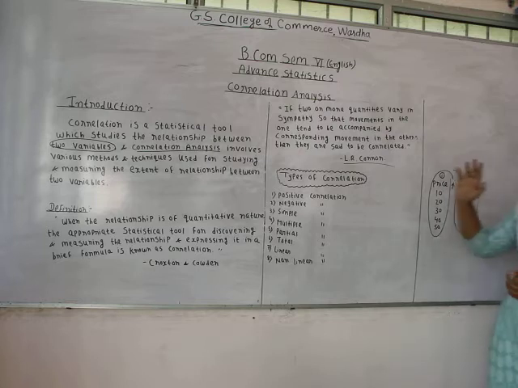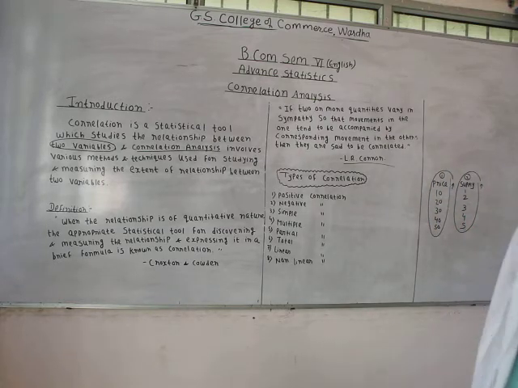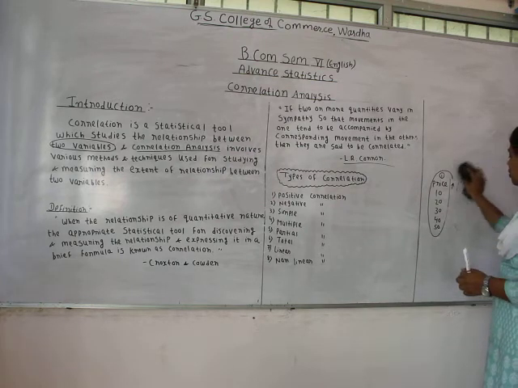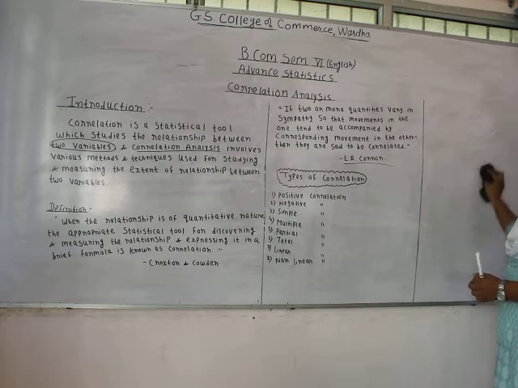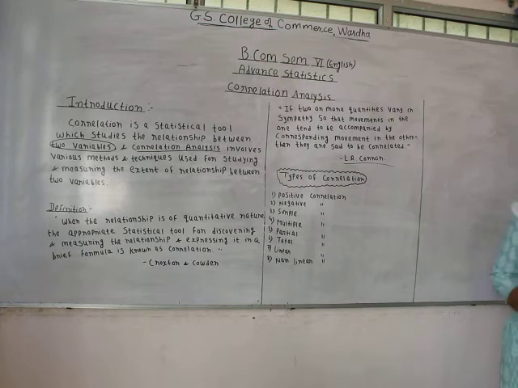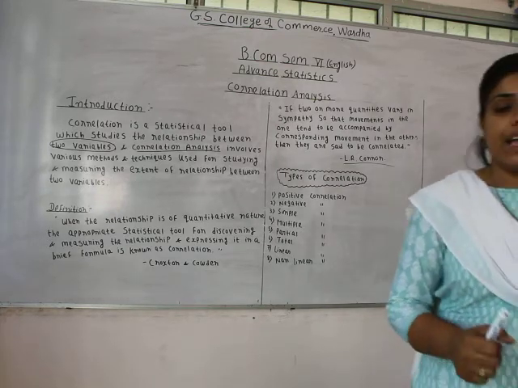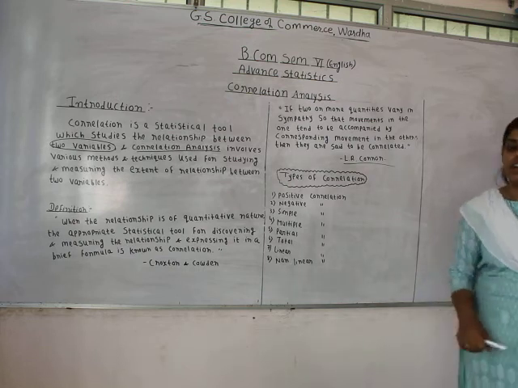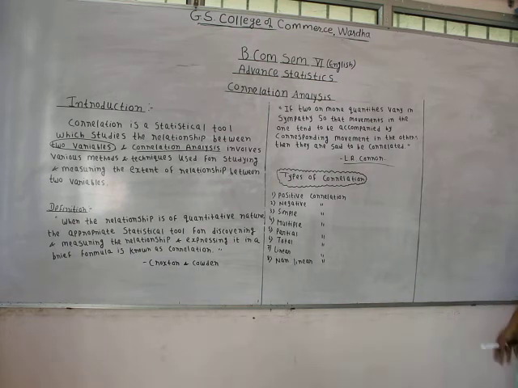In case of positive correlation, you will find the change in the same direction between the two variables. If there is an increase in one variable, the other will also increase, and if there is a decline in one variable, the other will also decline.